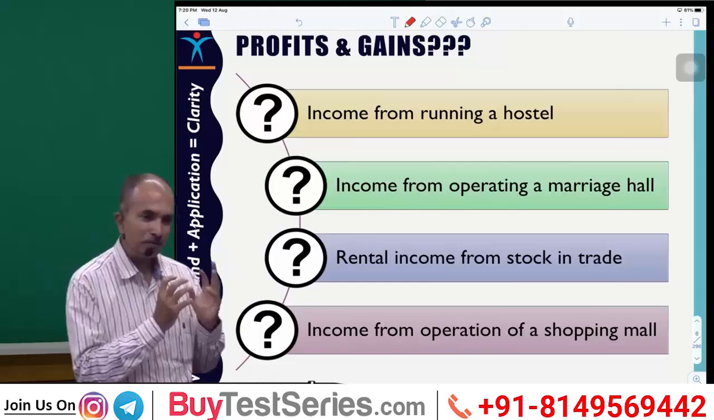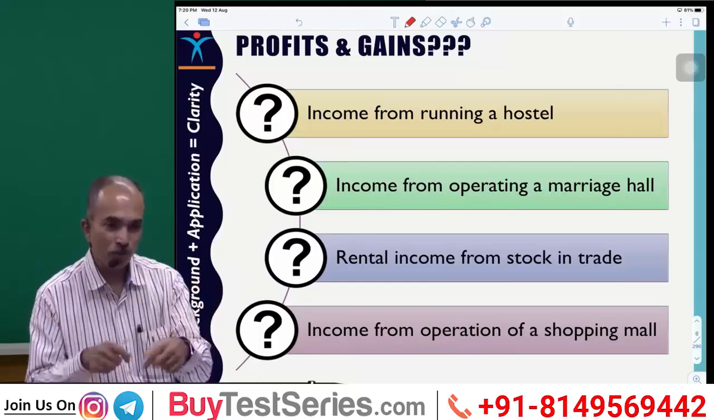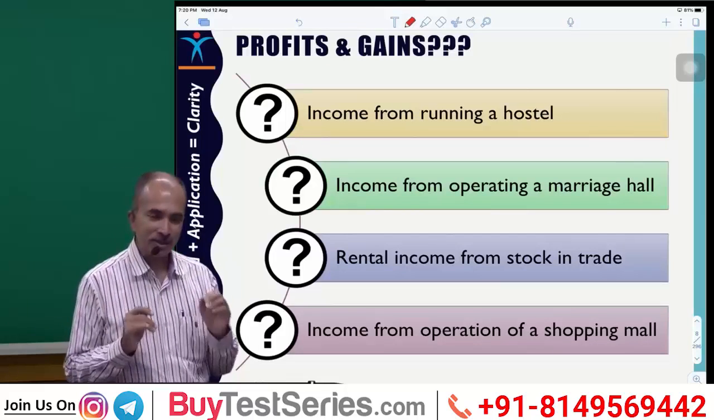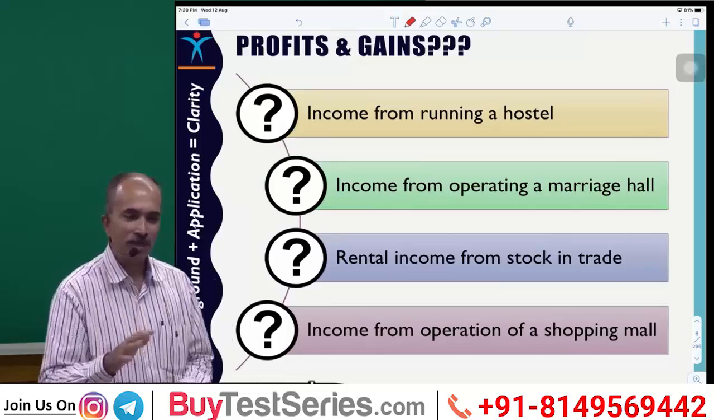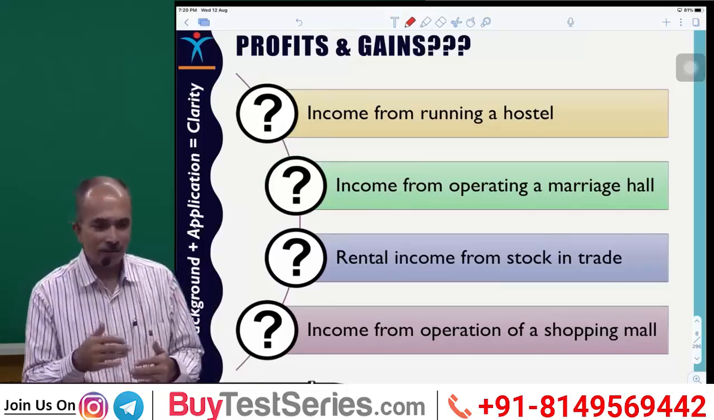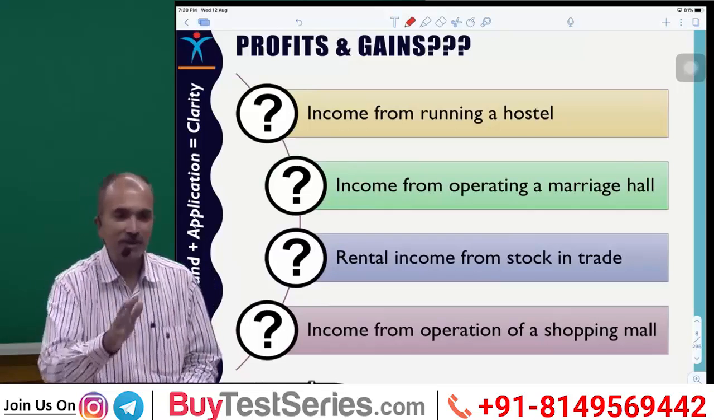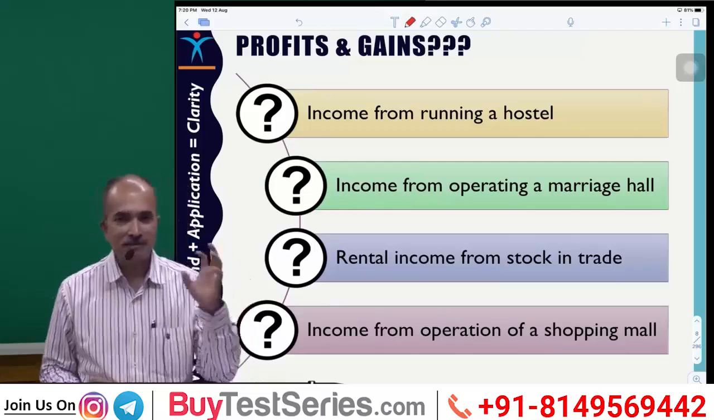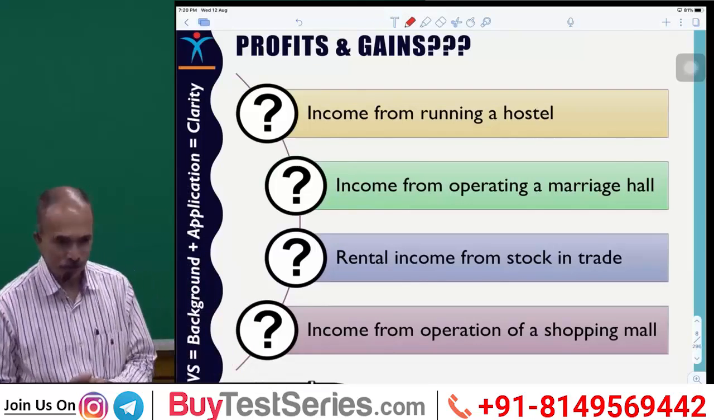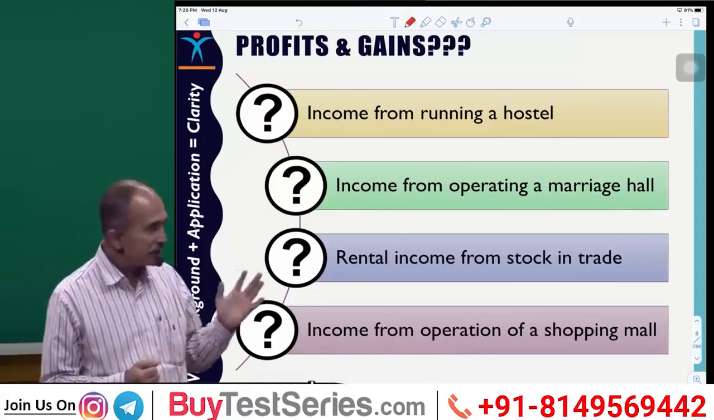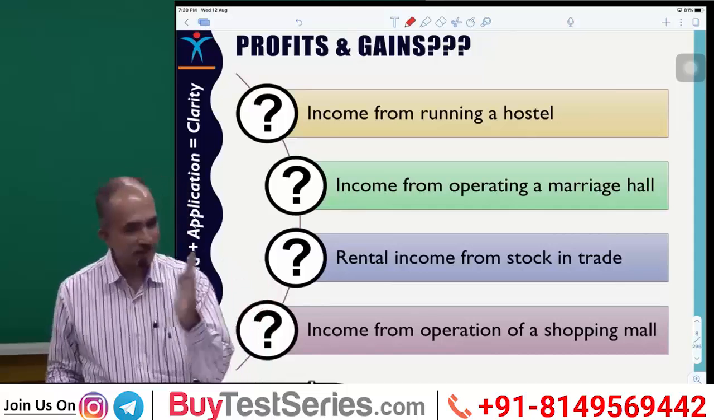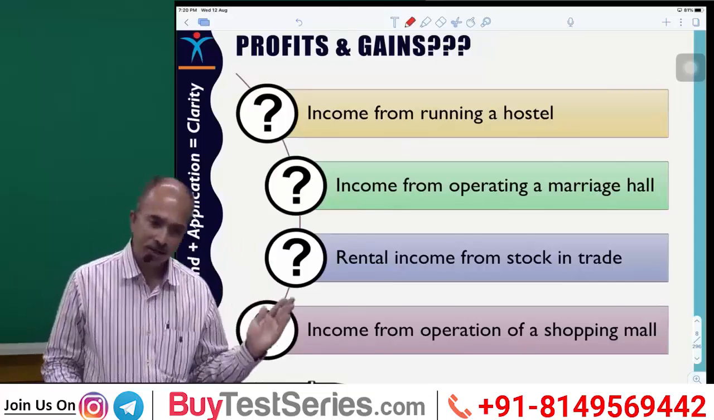So can I say it's a plain simple giving of a room on rent? No. It's not a case that I gave you only the room rent. In the room rent I have given many services also. I am giving many services along with the room also. So therefore, this activity ideally will fall under business profession and not under house property.